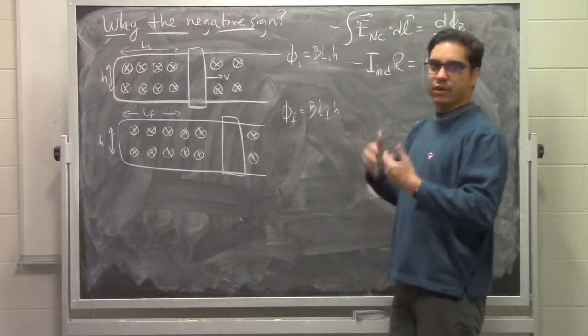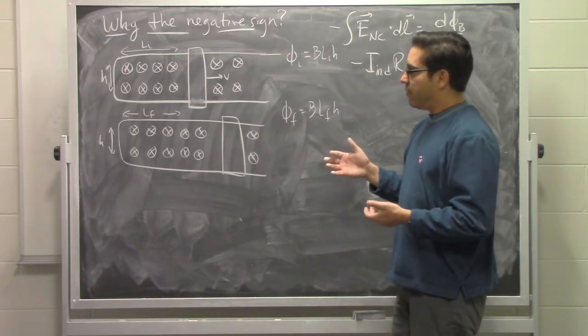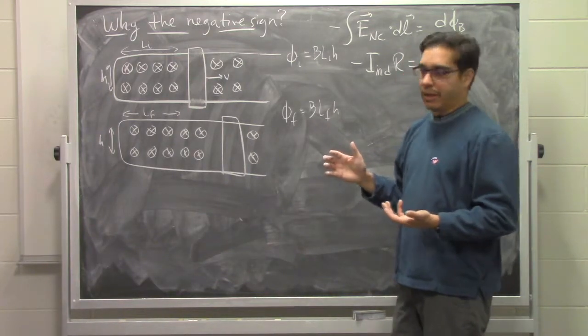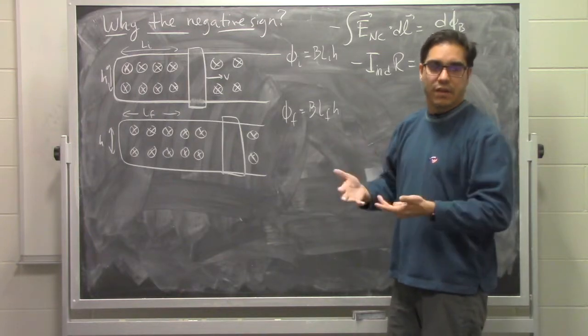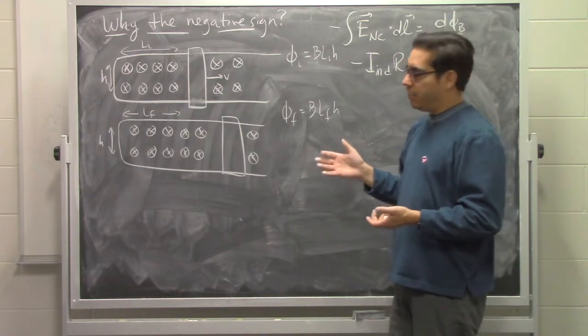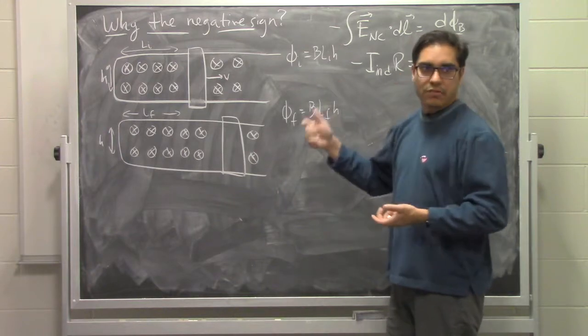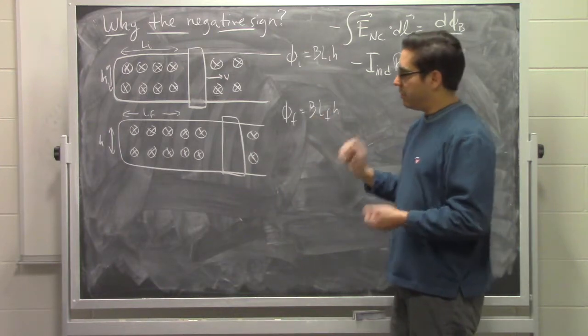Because we have an increased flux, we have a magnetic field that is going to try to point out of the board to decrease that flux. That is, the current that develops will point counterclockwise to produce a magnetic field that points out of the board. So let's see how that is.